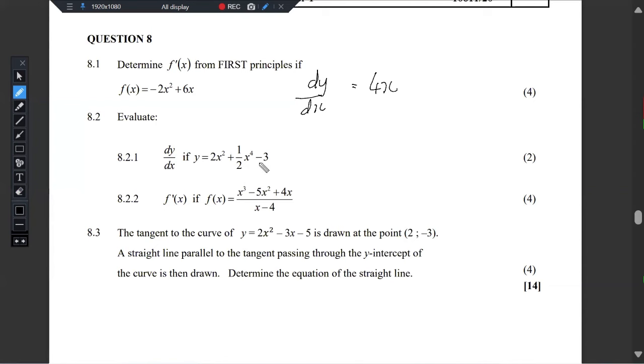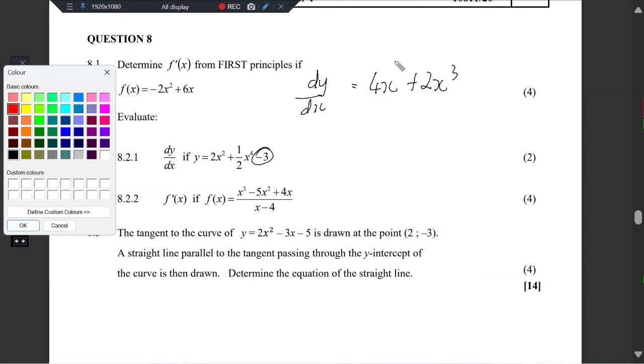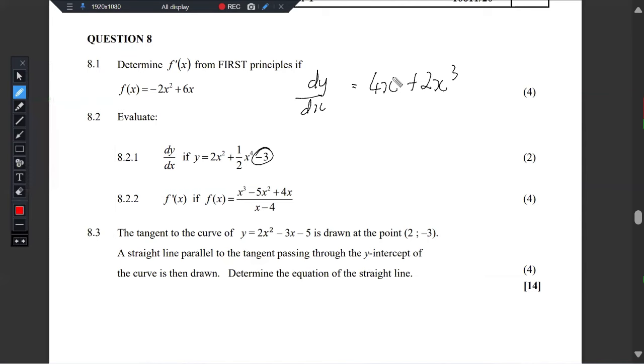Then that is supposed to give us what? So what is 4 multiplied by half? It should be 2. So that's 2x to the exponent of 3. And then we know that if it's a constant, it's just 0. So that means our dy/dx is that. So for the marks, it's 1 mark for each. It's 1 mark for saying this, and then it's 1 mark for that.